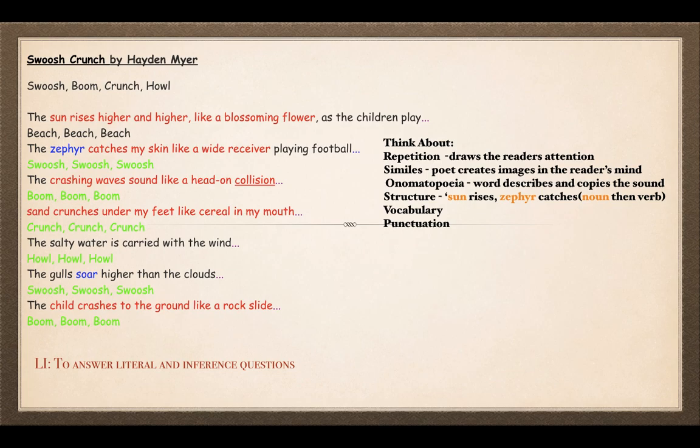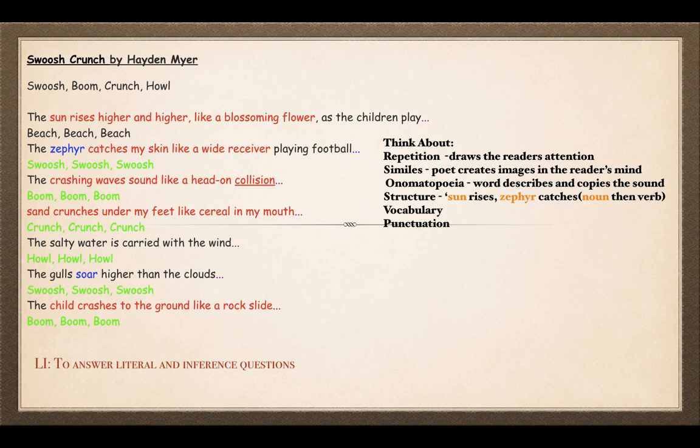Well, you do need to think about this poem very carefully, and I've put the word repetition. Now you can see there are lots of words in there that are repeated. So there's repetition of beach, beach, beach. And then below that, two lines down, swoosh, swoosh, swoosh, boom, boom, boom, crunch, crunch, crunch, howl, howl, howl. Now, why does the poet want you to see those words? Well, they want to draw your attention to what's happening in the poem. Goes with the action.